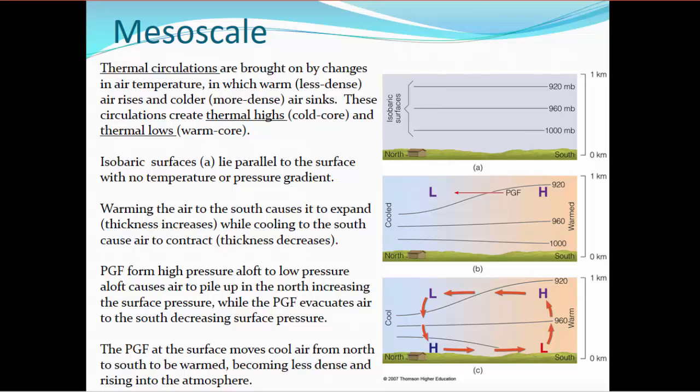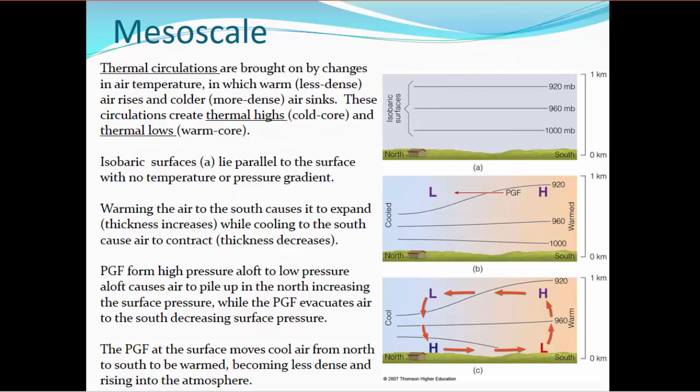So thermal circulations are brought on by changes in air temperature, in which warm, less dense air rises and colder, more dense air sinks. These circulations are created by what we call thermal highs, which are cold core, the cold air sinking, and thermal lows, which are warm core, or the warm air rising. And so in figure A, basically we have isobaric surfaces that are even, 1,000 millibars at the surface, pretty standard, 960, 920. On temperatures, there's no temperature difference from north to south.